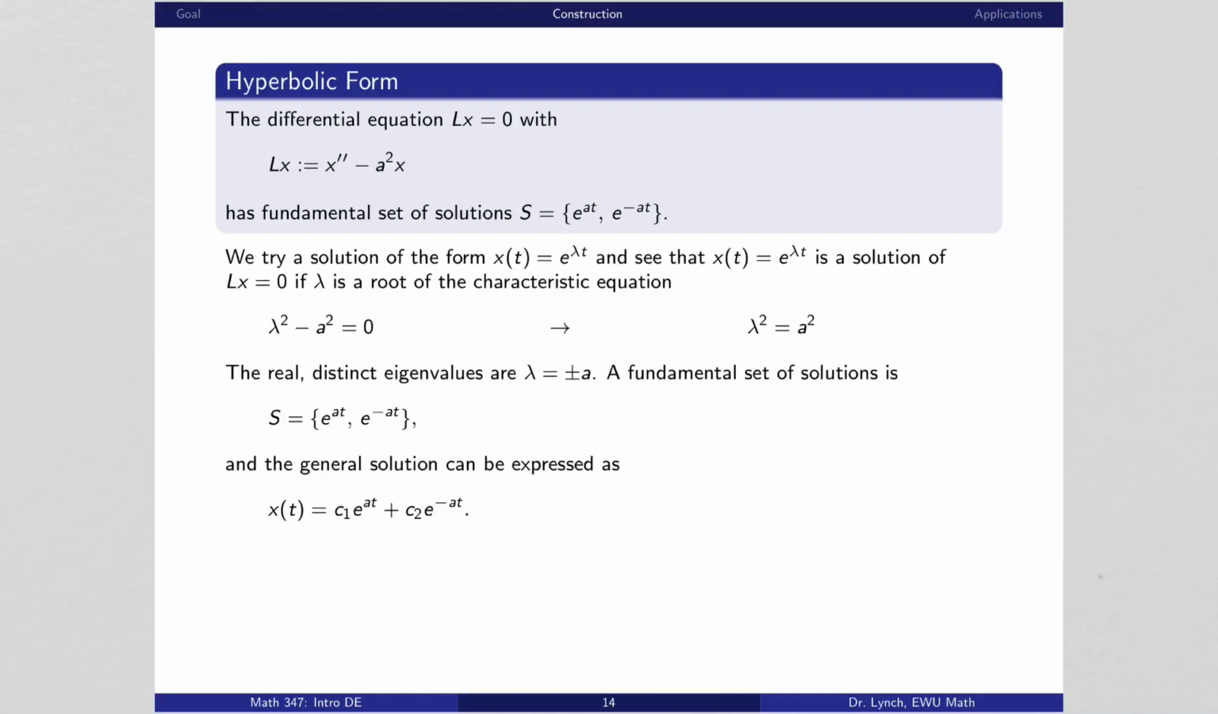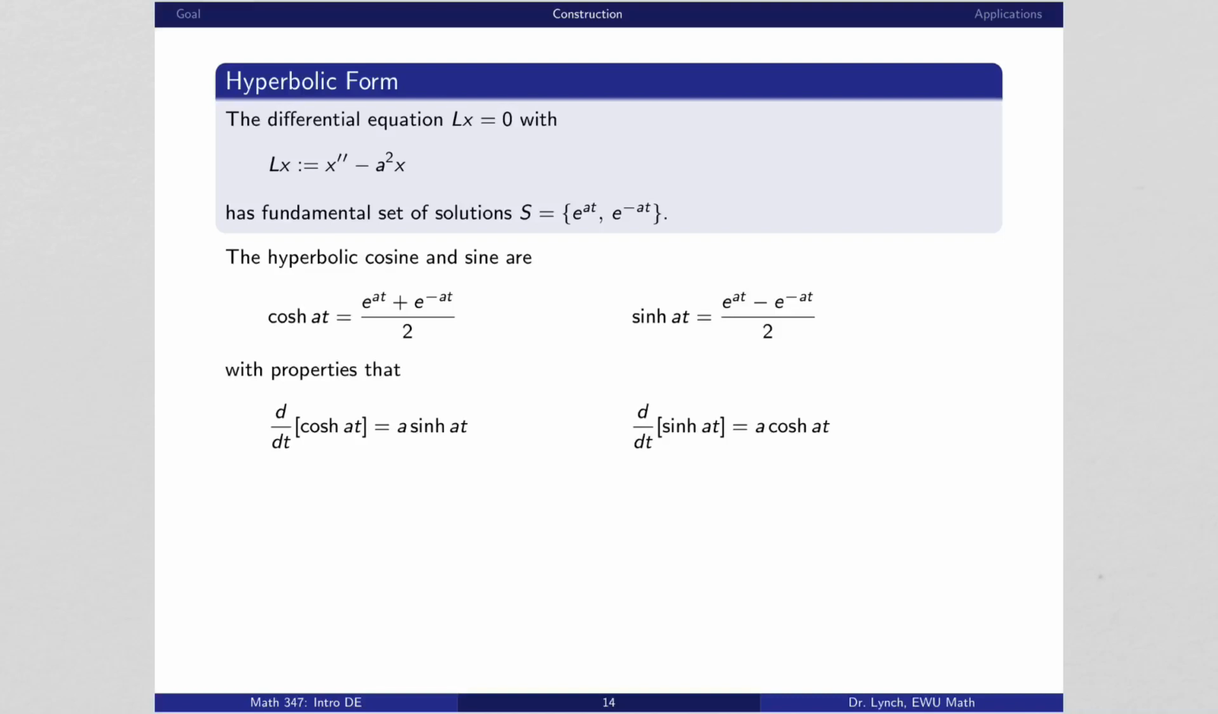Now, it turns out to be convenient to express the general solution of this differential equation in a slightly different way, in terms of hyperbolic cosine and sine. These are functions that you probably saw in Calculus 2. Hyperbolic cosine, pronounced cosh, of at is e to the at plus e to the minus at over 2. And similarly, hyperbolic sine, or sinh, of at is e to the at minus e to the minus at over 2.